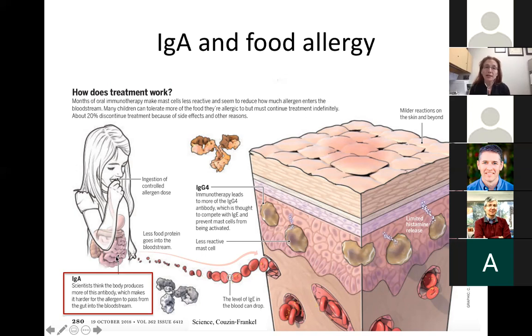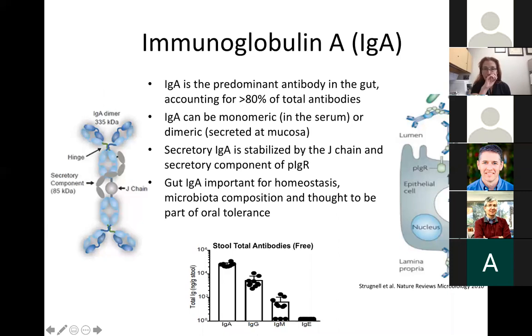Remember, IgA is a mucosal antibody. So it's in your lungs, it's in your gut. And it's been shown to have a very important role in those mucosal sites to other types of antigens. And so we're going to come to that in a minute. Its role in food allergy, though, is actually a little bit unclear. So let me give you a little bit more information just about IgA.